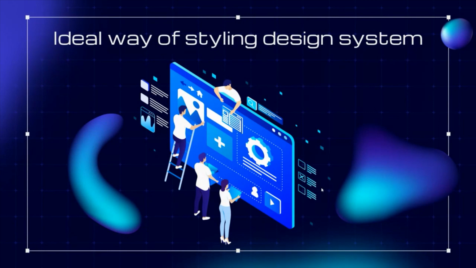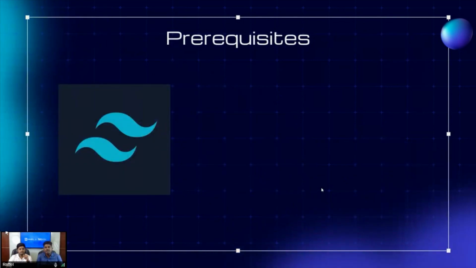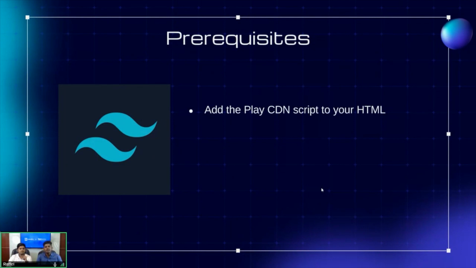Let's look at the prerequisites to set up the design system. First, we need to add the Play CDN script to our HTML file and then do the configuration. And finally, refer to the documentation of the Tailwind design system to create the building blocks.